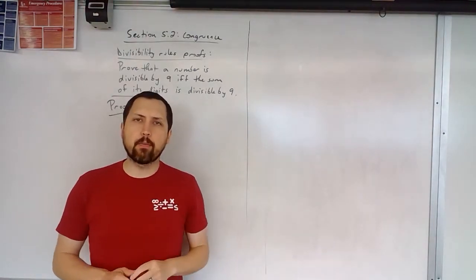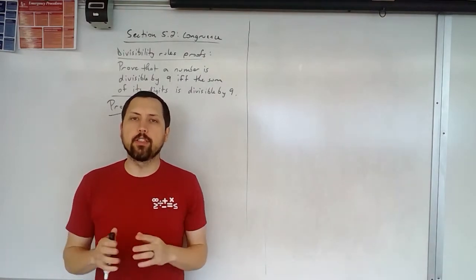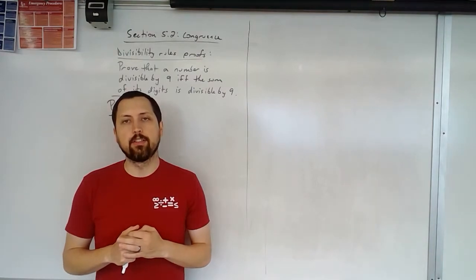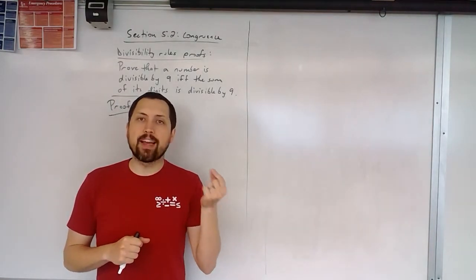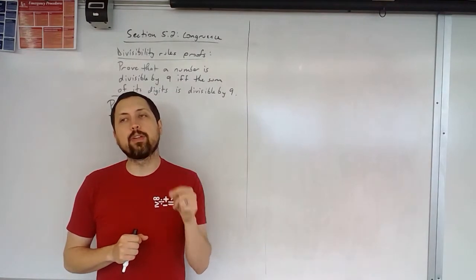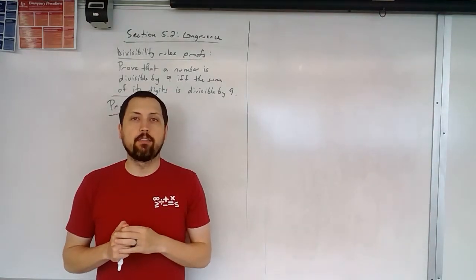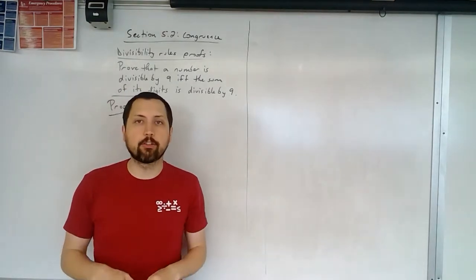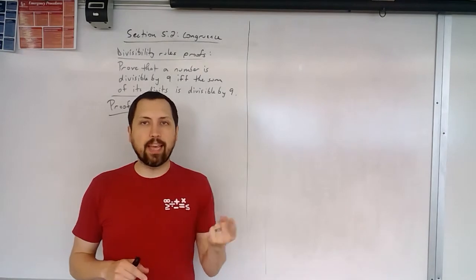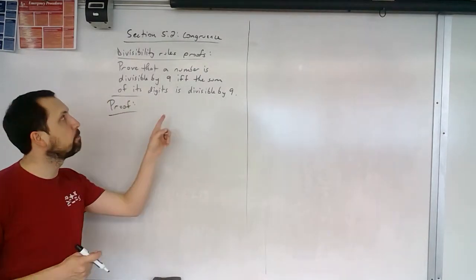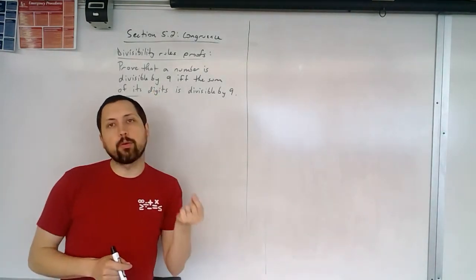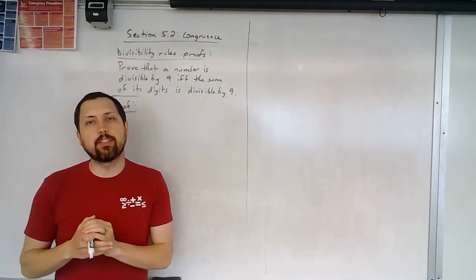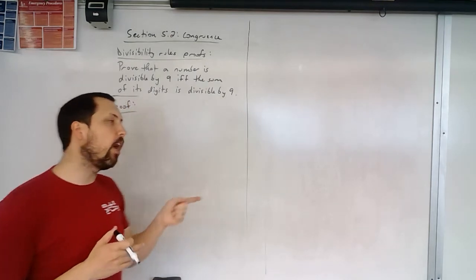Now, the first thing we want to think about is, if we're working with congruences, what does it mean to be divisible by 9 in regards to congruences? Well, if a number is divisible by 9, that means it's going to be congruent to 0 mod 9, right? Because we're talking about remainders, so if a number is divisible by 9, the remainder is 0. So that is what we're trying to prove: that a number is congruent to 0 mod 9 if and only if the sum of its digits is congruent to 0 mod 9.